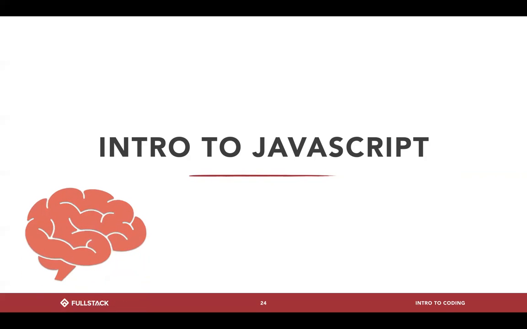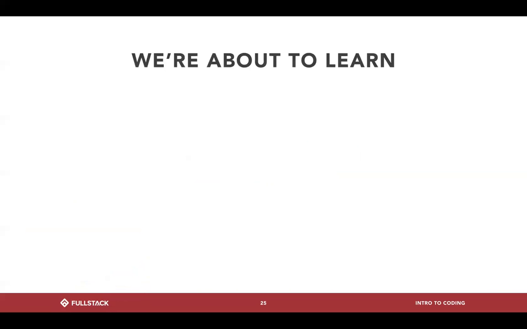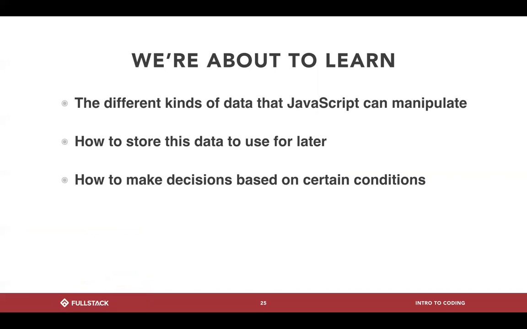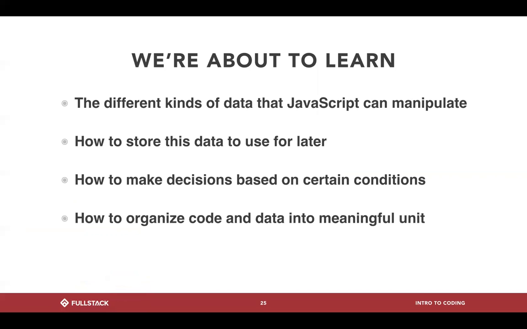The brain. It's the brain of the thing. Okay. What we're going to learn. We're going to learn the different kinds of data that JavaScript can manipulate. We're going to learn how to store this data to use for later. We're going to learn how to make decisions based on certain conditions. And then we're going to learn how to organize code and data into meaningful units that you can reuse, move around, and build your code base with.